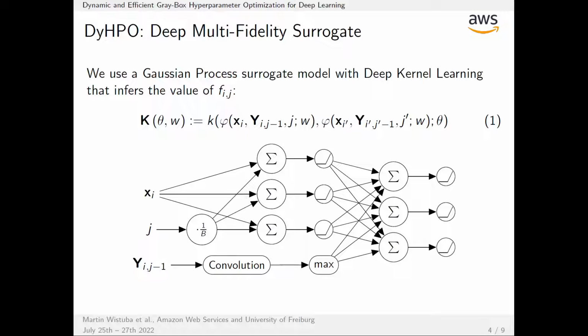That neural network gets a couple of inputs, for example, the configuration as well as the budget scaled to 0 to 1, which are fed into an MLP. Plus there is the learning curve up to that specific point, which is fed into a 1D convolution followed by a max pooling layer.